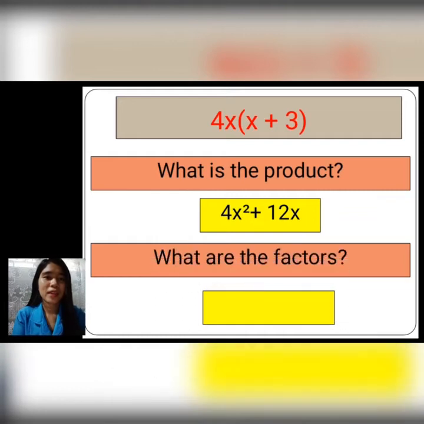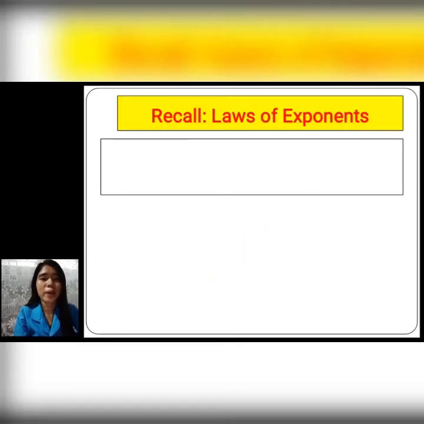Next, what are the factors? What do you think are the factors of 4x times x plus 3? Okay, so the factors are 4x and x plus 3. Before we proceed to the problems involving the square of a binomial, let's first recall the laws of exponents.